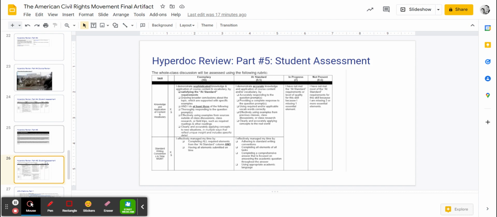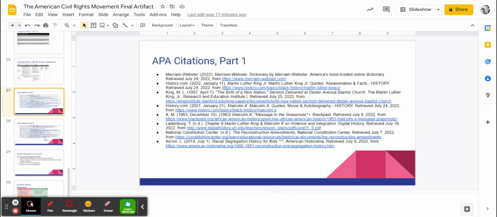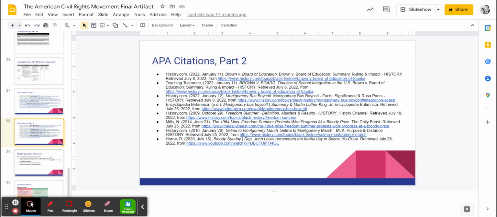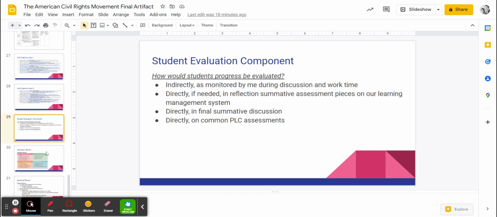So that whole class discussion would be assessed with this rubric right here, which again asks them to apply what they've learned, but also speak properly or write their response properly as well. So here are all my citations from the hyperdoc itself. Again, students will be assessed or evaluated indirectly as they work, directly in their assessment pieces, in that final whole class discussion, and then this content would be included on common PLC assessments that we have as well.